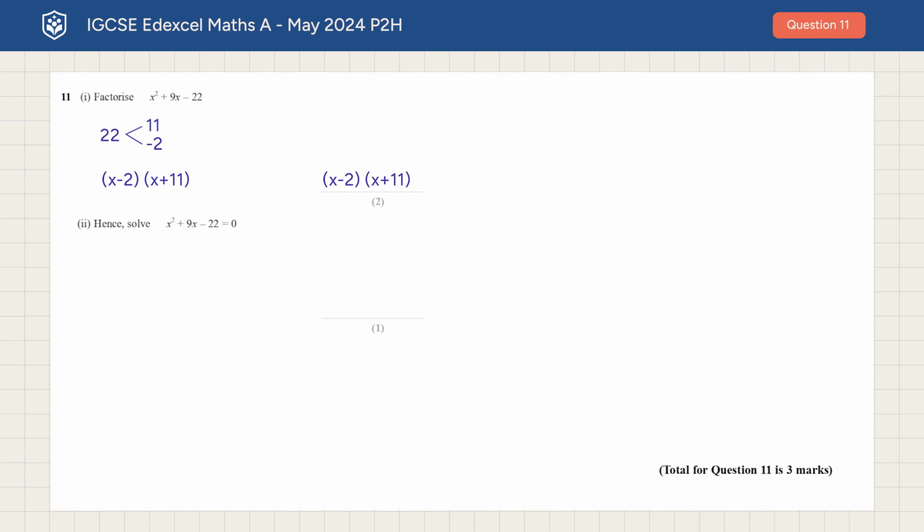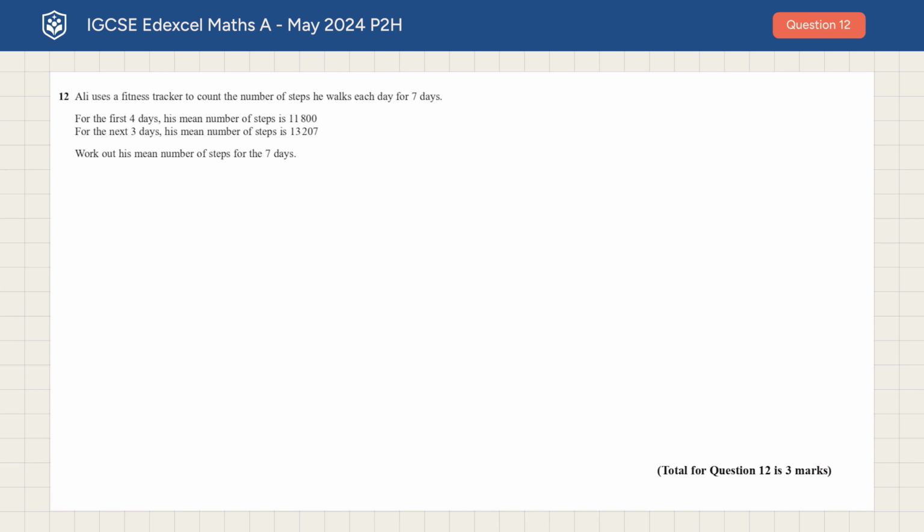Now for part 2. The word hence tells us we should use the result from the previous part to solve the equation. From part 1, we factorize the expression into x plus 11 in brackets times x minus 2 in brackets. Now we set this equal to 0. For the product of two brackets to be 0, at least one of the brackets must be equal to 0. So our first possibility is x plus 11 equals 0, which means x equals negative 11. Or our second possibility is x minus 2 equals 0, which means x equals 2. Therefore, the solutions to the equation are x equals negative 11 or x equals 2.